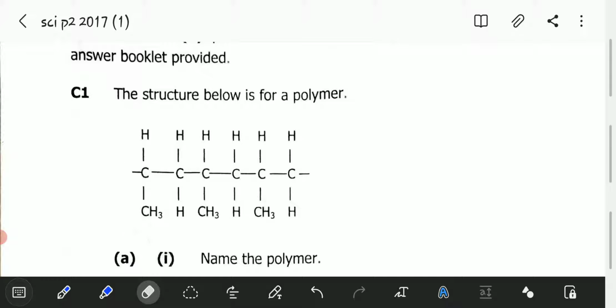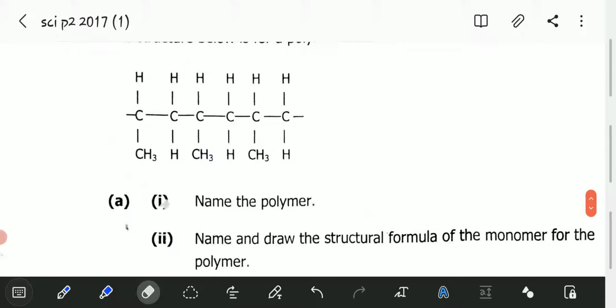Now we turn our attention to A1. A1 reads, name the polymer. Now, generally, when we look at this type of polymer, we have two types of polymers: addition polymers and condensation polymers.